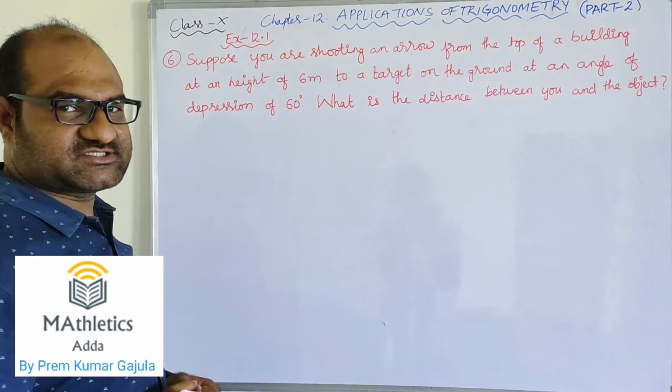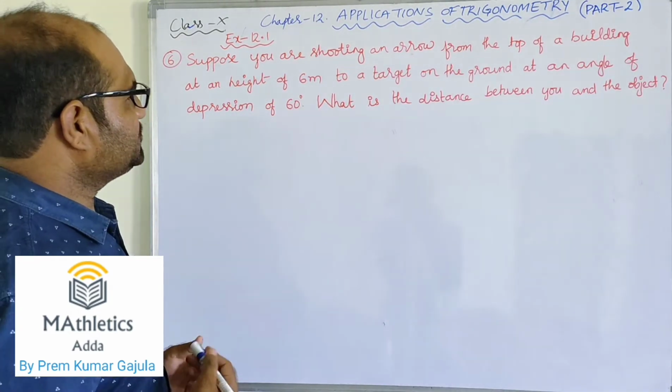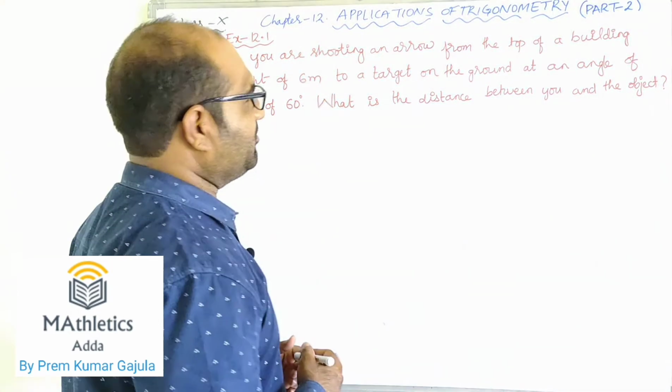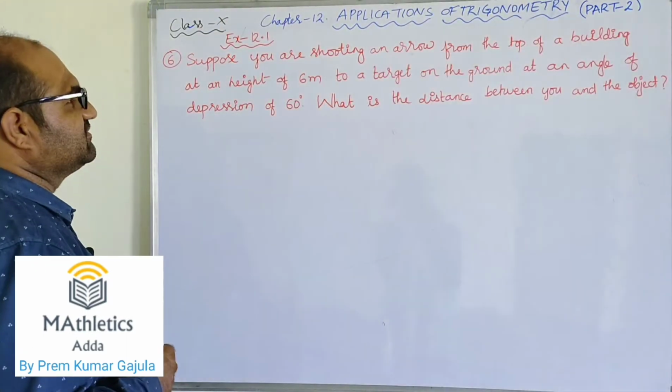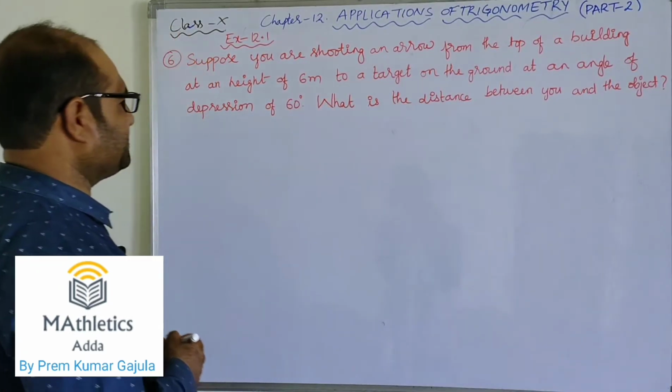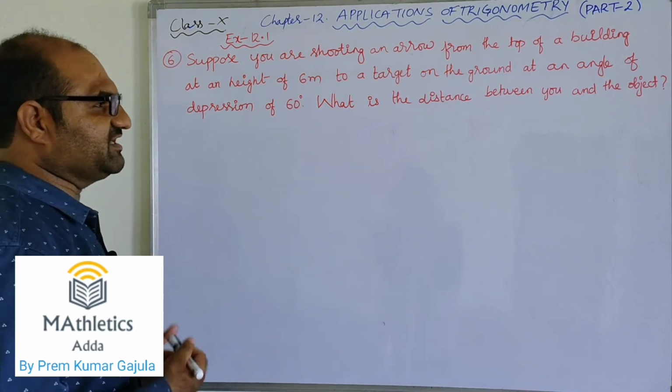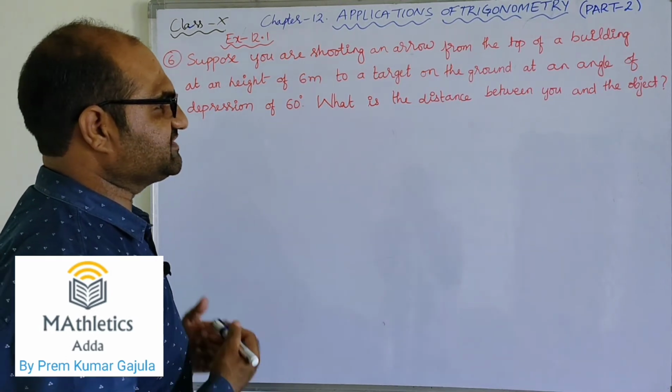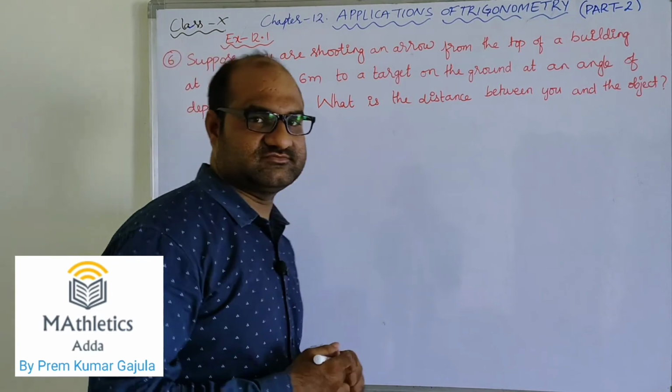Now let us look at the next question. Suppose you are shooting an arrow from the top of a building at a height of 6 meters to a target on the ground at an angle of depression of 60 degrees. Then what is the distance between you and the object?